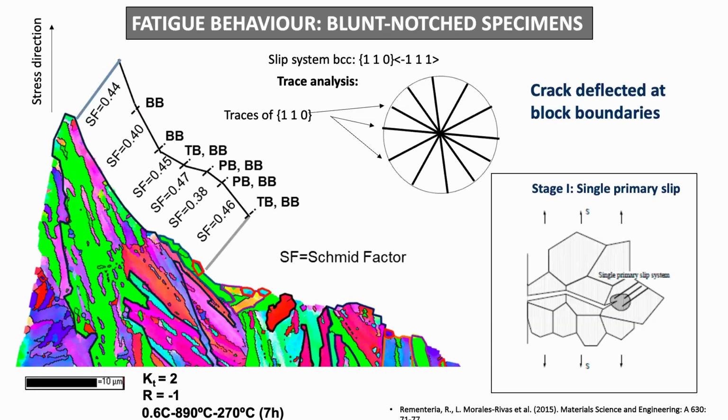So it indicates in an analogous way that we would be in a stage 1 where single primary slip rules. So something analogous to the situation where we would have a single phase, even though in this case we have also austenite in between.